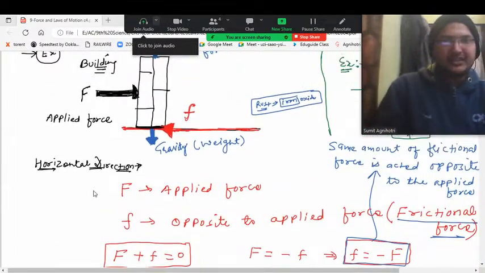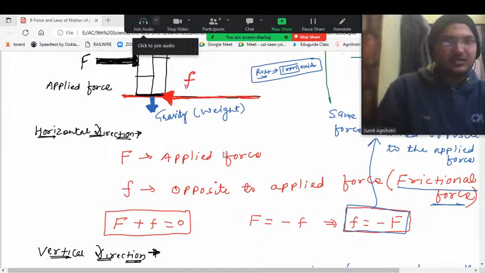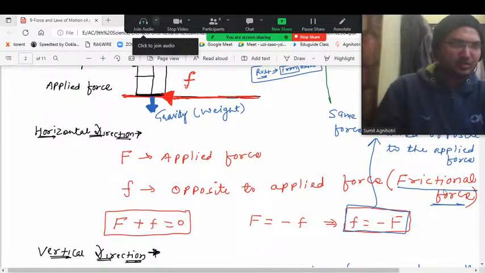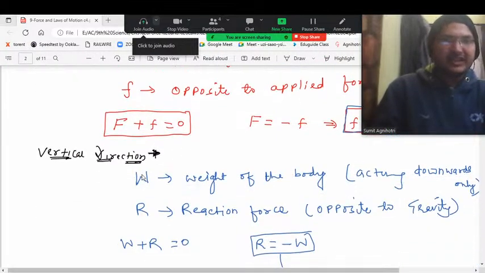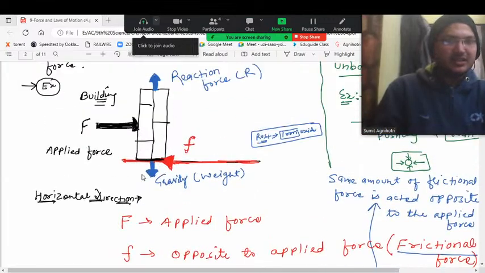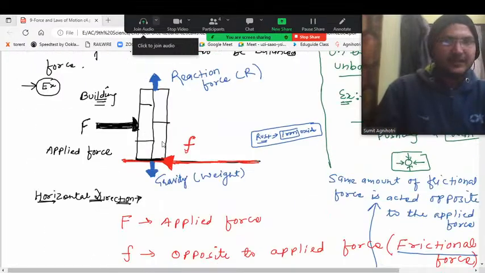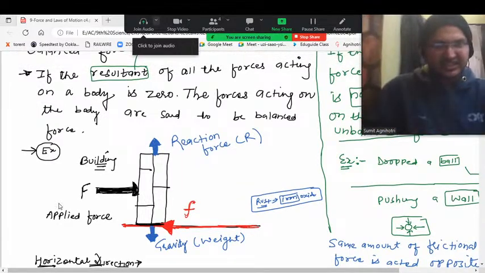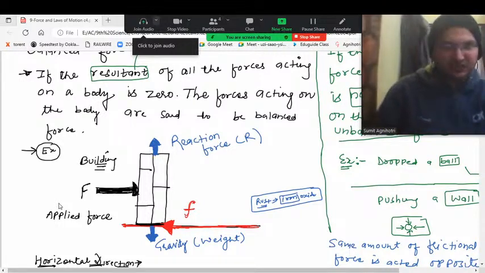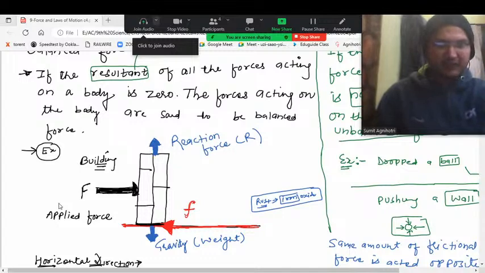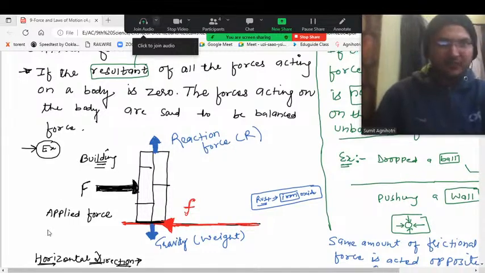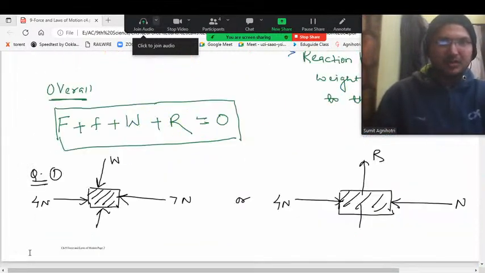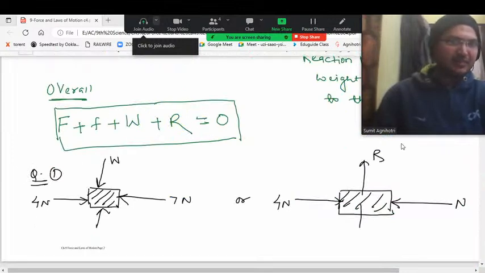And there is horizontal direction force applied, there is opposite applied force known as frictional force. In vertical direction, you have this condition that you can see. Here you have applied force. In opposite direction, there is frictional force. And in downward direction, there is weight. In upward direction, there is reaction force. I have presented four kinds of force here that you can see. Then we have overall condition, all of them become zero.